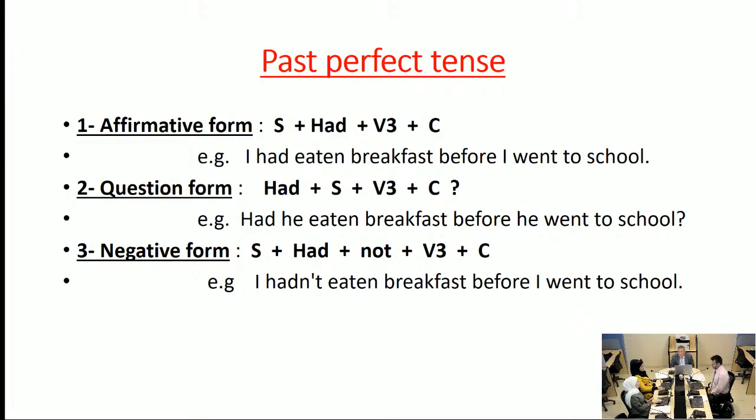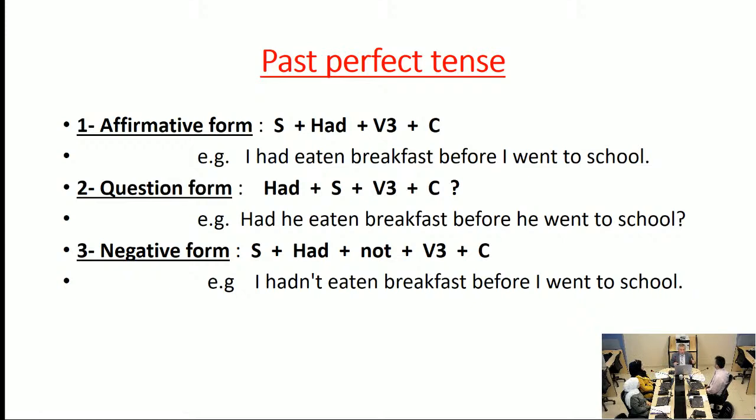The past perfect tense. Mr. Mazin Abdul Karim. The past perfect tense, first of all, the form, the affirmative, which is the subject plus had plus verb 3 and the complement.